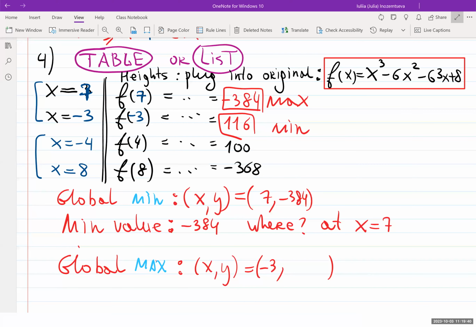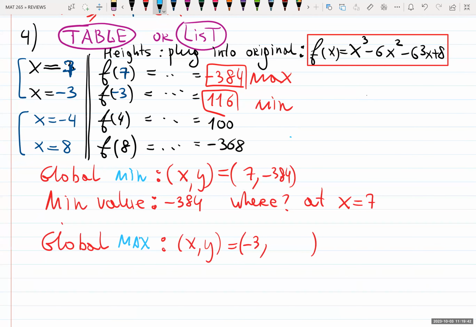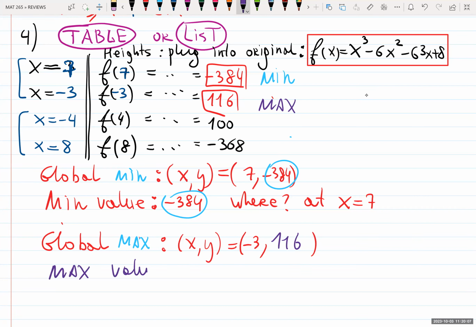Okay, fixing the mistakes. So 7 gave me the minimum, minus 384, minus 34, where x is at 7. And then the 116 gave me the maximum at x equals minus 3. That's 116. If they ask you what is the maximum value, you will say the maximum value is 116, and where it happens is at x equals minus 3, like so.